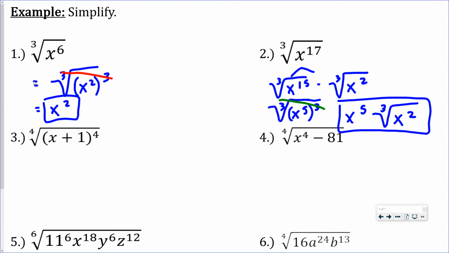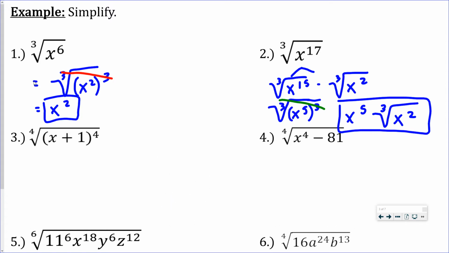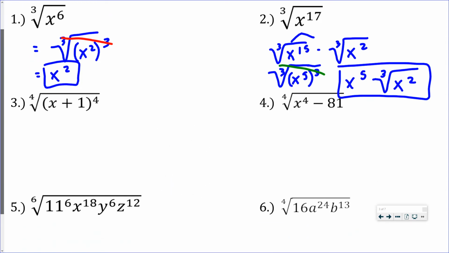And you guys have done that with square roots, right? If I'm square rooting 45, that's not a perfect square. But you break it up into 9, 3 squared, times 5, and we write that as 3 root 5, right? You keep behind what's not perfect.